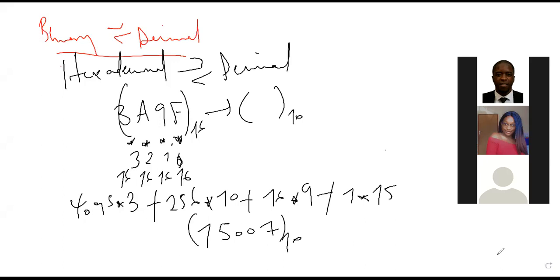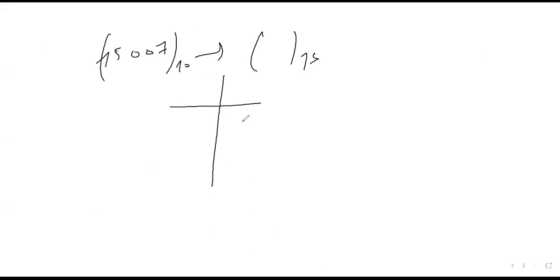How do we convert the other way around? If you are given 15007 base 10 and you want to convert it to a number in base 16, the process is the same. I gave you the process from binary: successive divisions. So you divide 15,007 by 16. What do you get? I got 937, remainder 15.